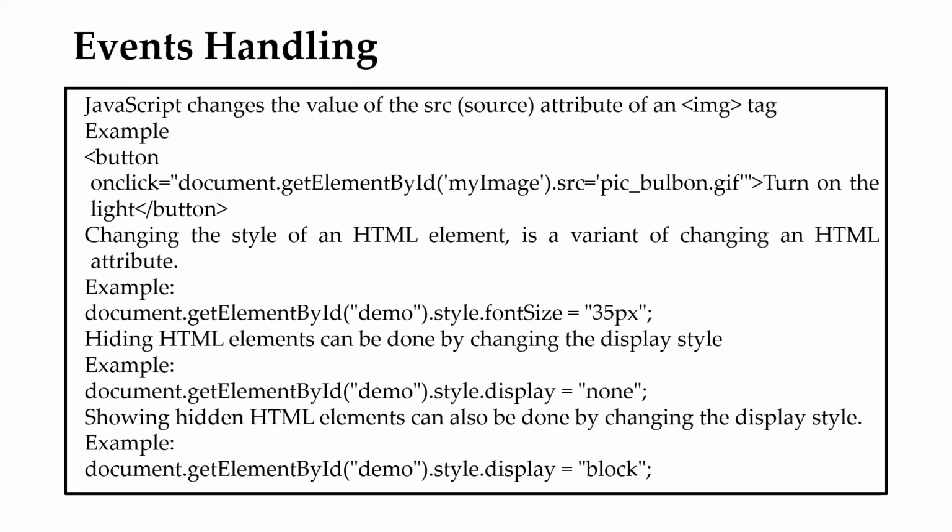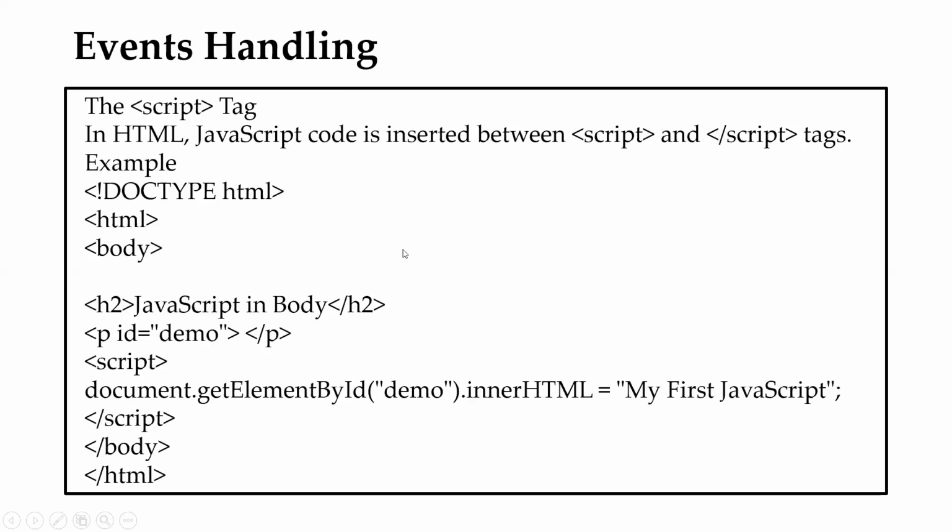So, event handling. JavaScript changes the value of the src attribute of an image, so you can change the image also. We can change the font size. We can change the CSS style. Everything is possible by using this method and property.